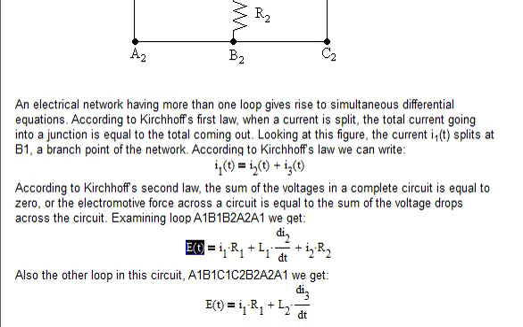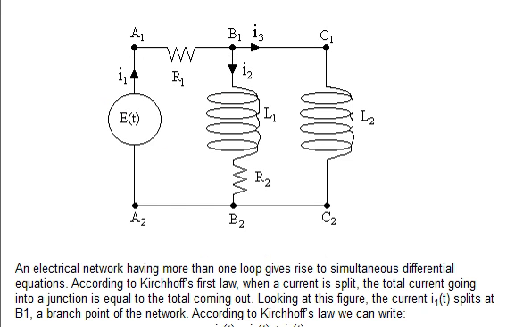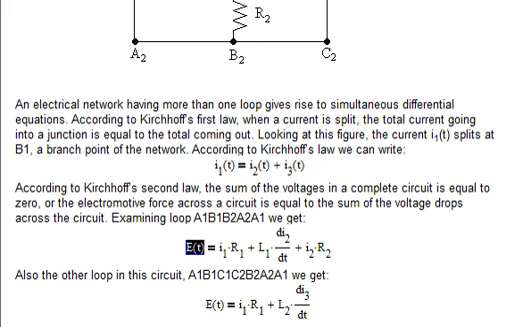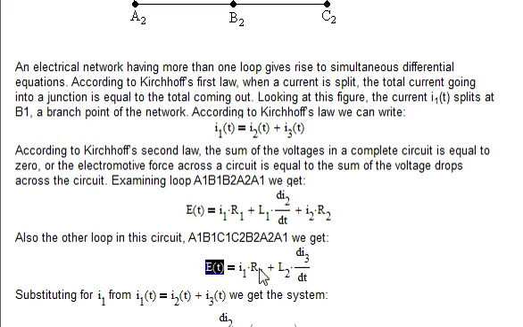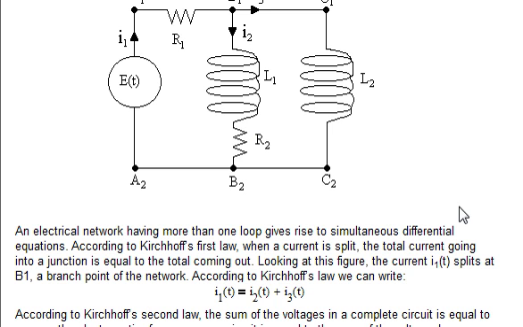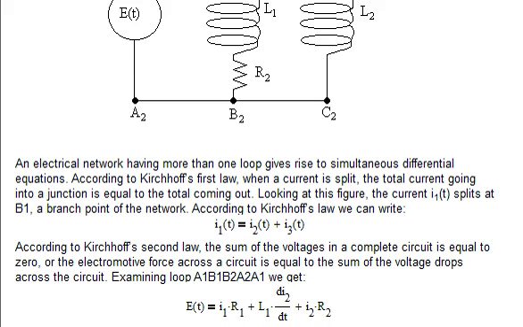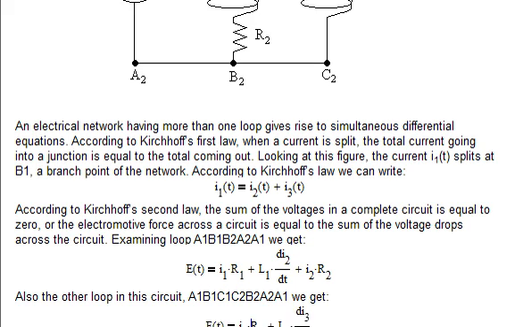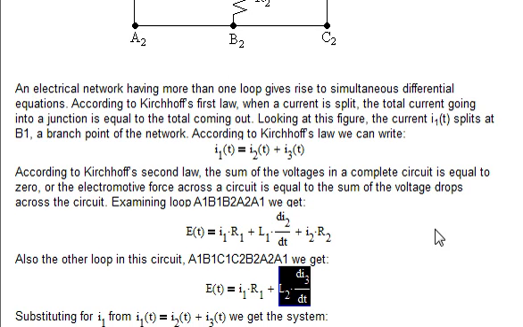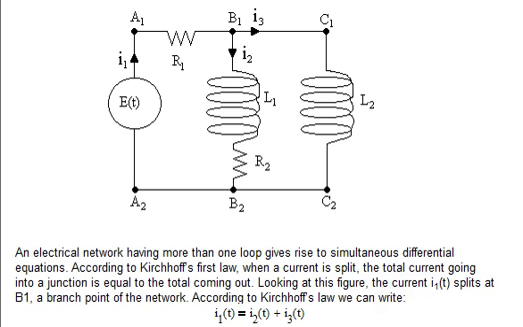Now, in the other loop, that's this one, we get the electromotive force to be I R1, that's what happens here, and then plus L1 times, plus L2 times dI3/dt. So the derivative of I3 with respect to t, that would be crossing this.